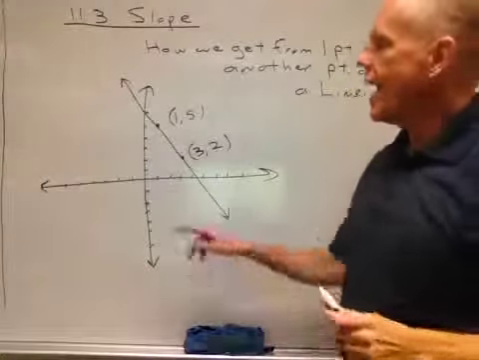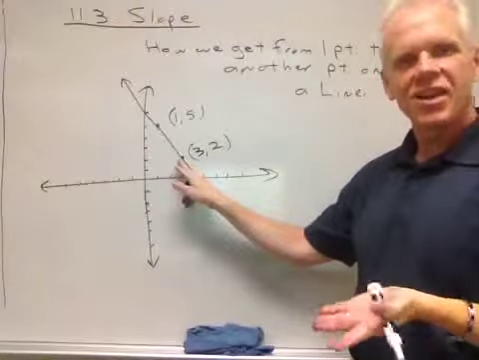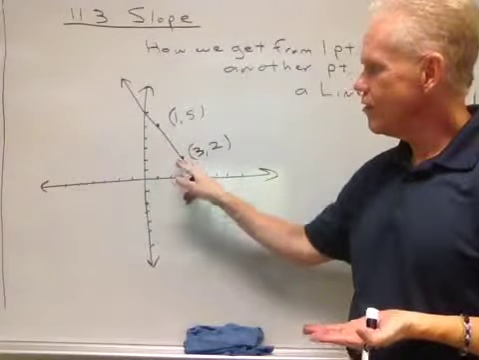In other words, how do we get from this point down to this point? How do we get there? How do we get from here to here?